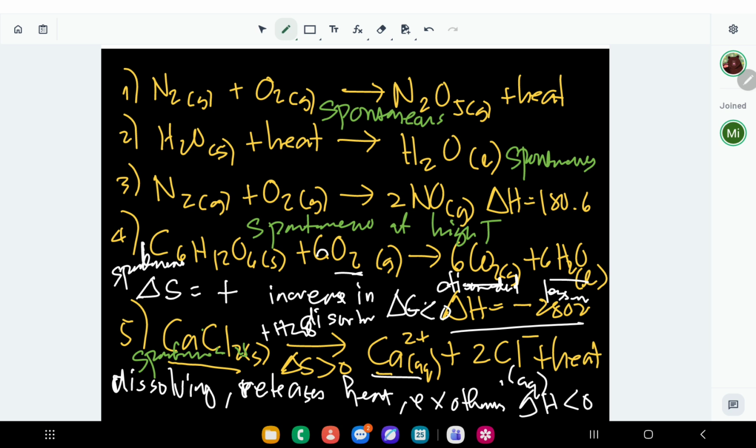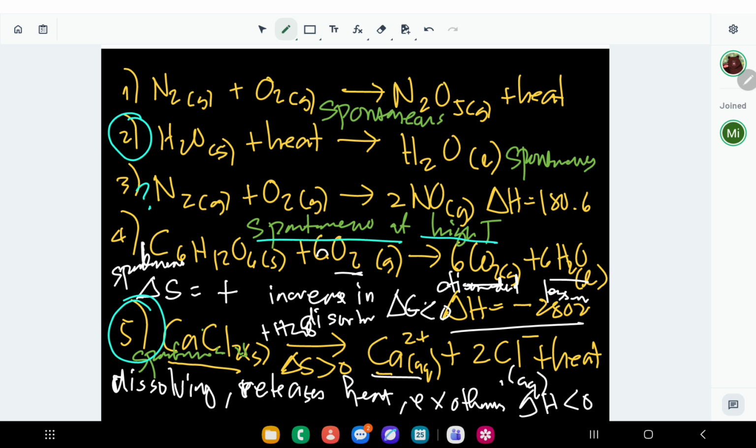It's confusing, the choices here. Let's just encircle the ones that are sure. Number 2 is surely spontaneous. Number 5 is surely spontaneous. So we're left with 1, 3, and 4. For number 3, we don't know, because the temperature is not given. There's not much information there, so number 3 is questionable.